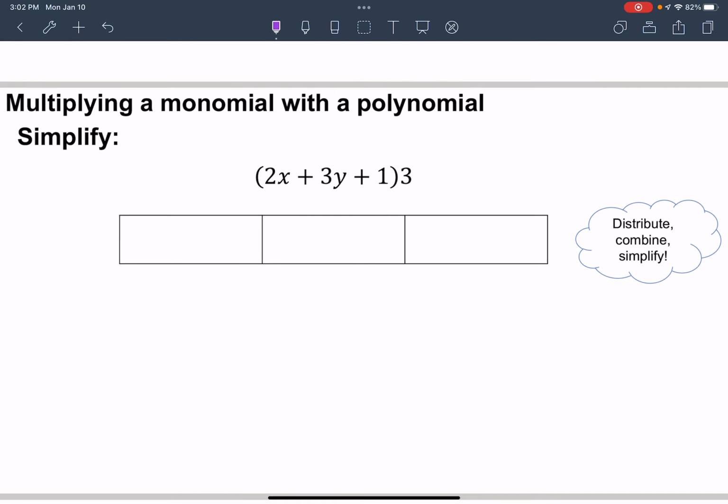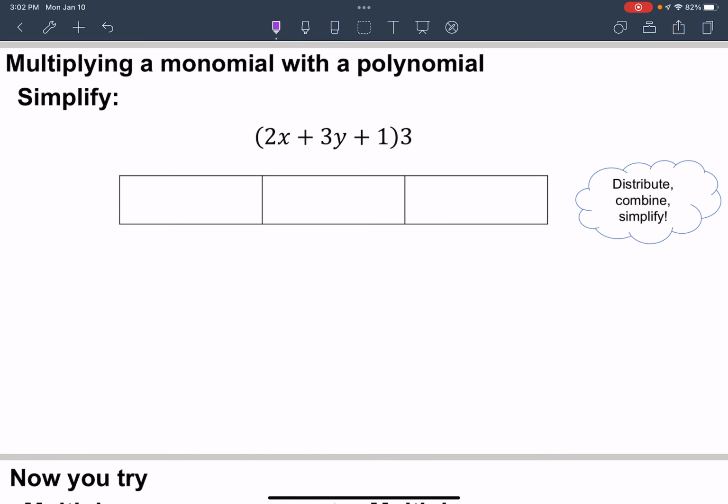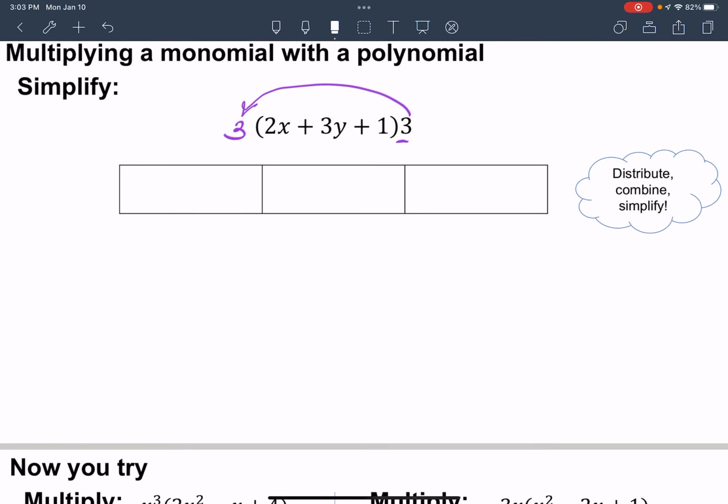Okay, let's try another one. So here I want to multiply 2x plus 3y plus 1 times 3. I'm just going to move the 3 to the front because that's normally how these problems are written. And then remember, the 3 is going to distribute to everything on the inside of the parentheses. So I have 3 times 2x plus 3y plus 1.